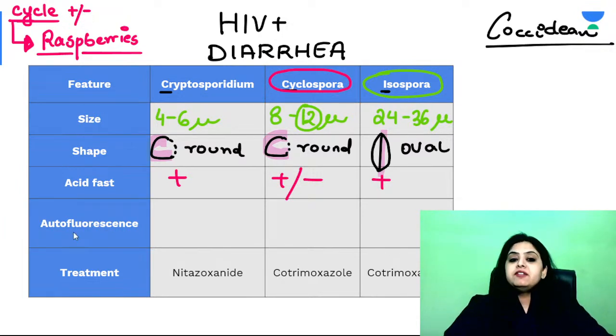Okay. Finally, which are the ones which are going to shine on their own? Autofluorescence, the Spora brothers. The Spora brothers shine a lot. Cyclospora and Isospora. The other one, Cryptosporidium, does not shine. So remember, Spora brothers will shine. Is that okay with everyone? Finally, coming to the treatment. The Spora brothers' treatment is cotrimoxazole.